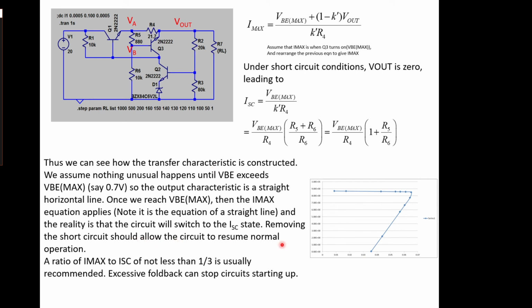If you remove the short circuit, it goes back to operating in a normal condition. But what we normally say is that a ratio of I max to I short circuit of not less than a third is usually recommended.